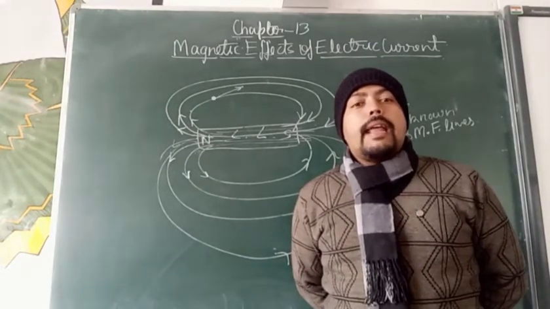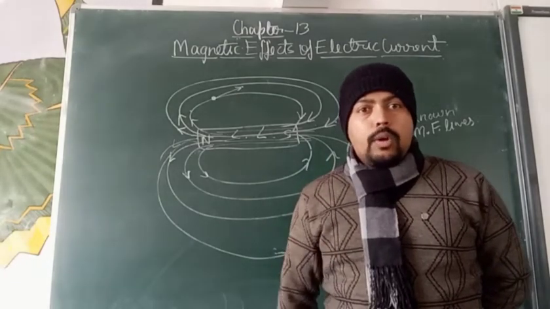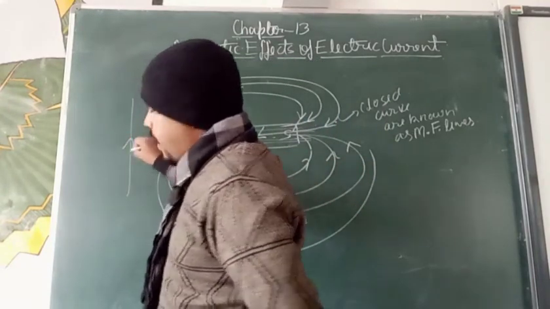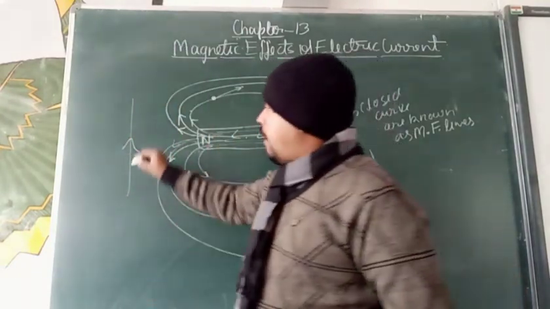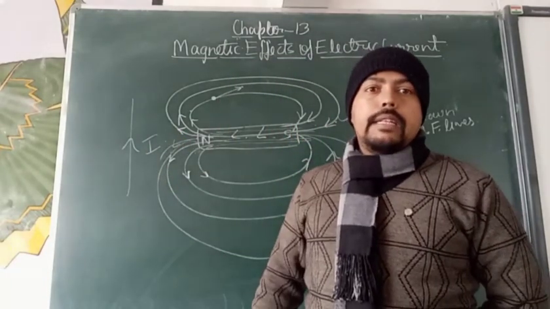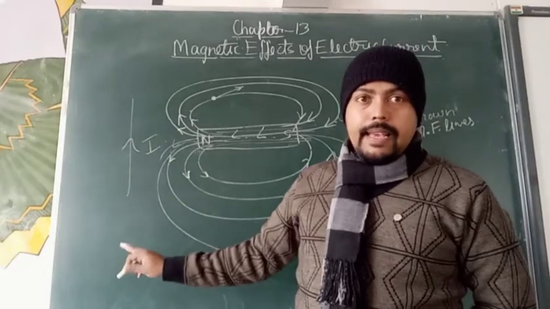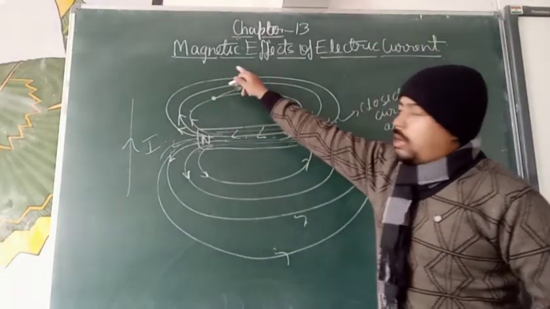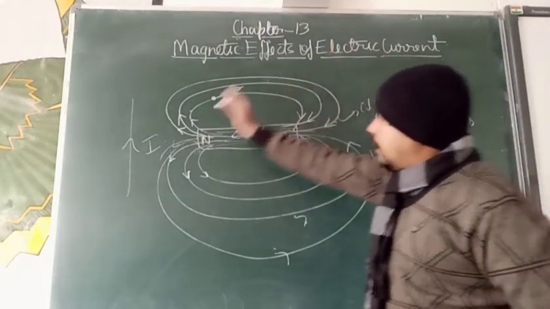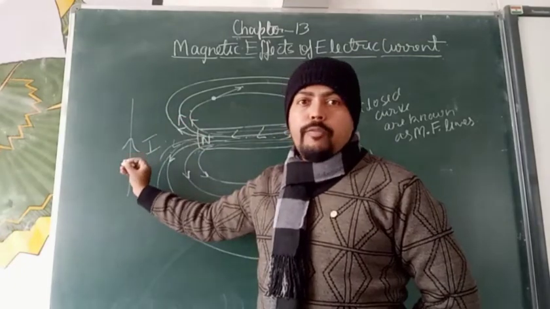So if we are having a conductor, let us say a straight wire, and through that wire I draw I amount of current, it will start behaving like a magnet, and that's what we want to talk about in this chapter, the magnetic effects of current. Earlier there was no current, so it had no property of magnetism.